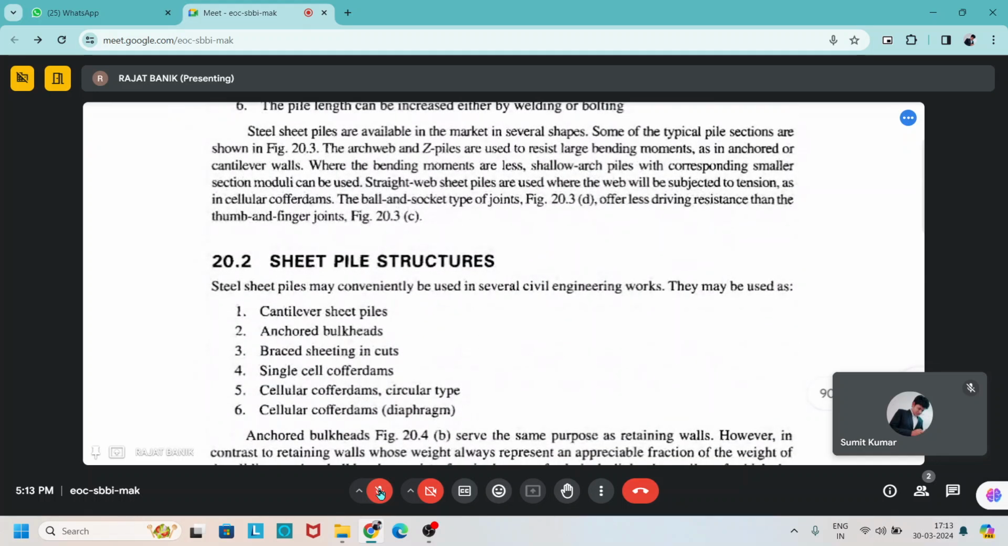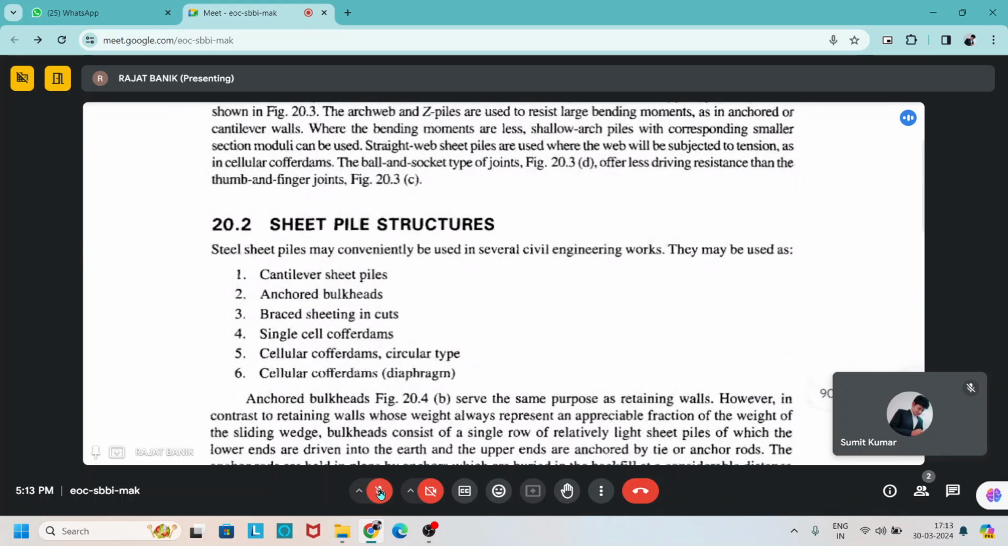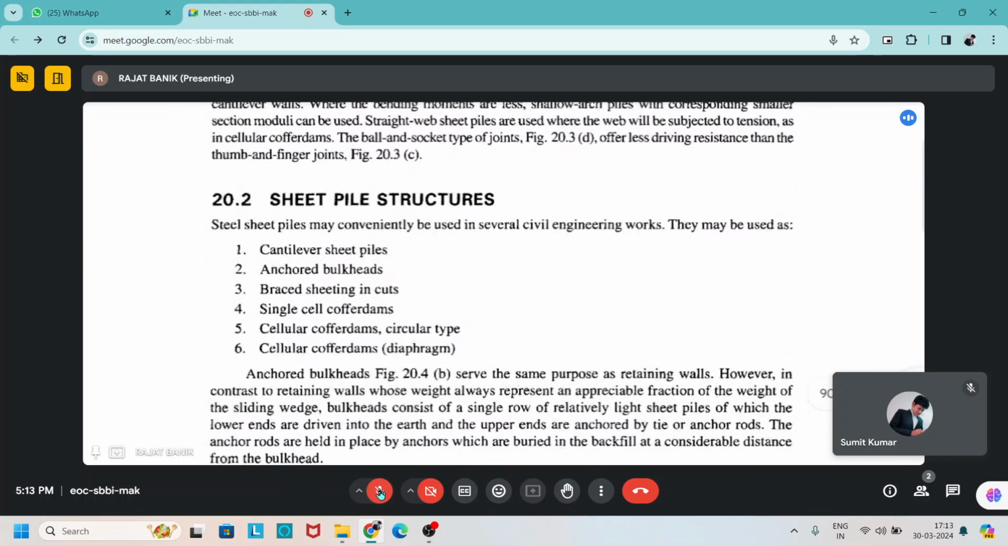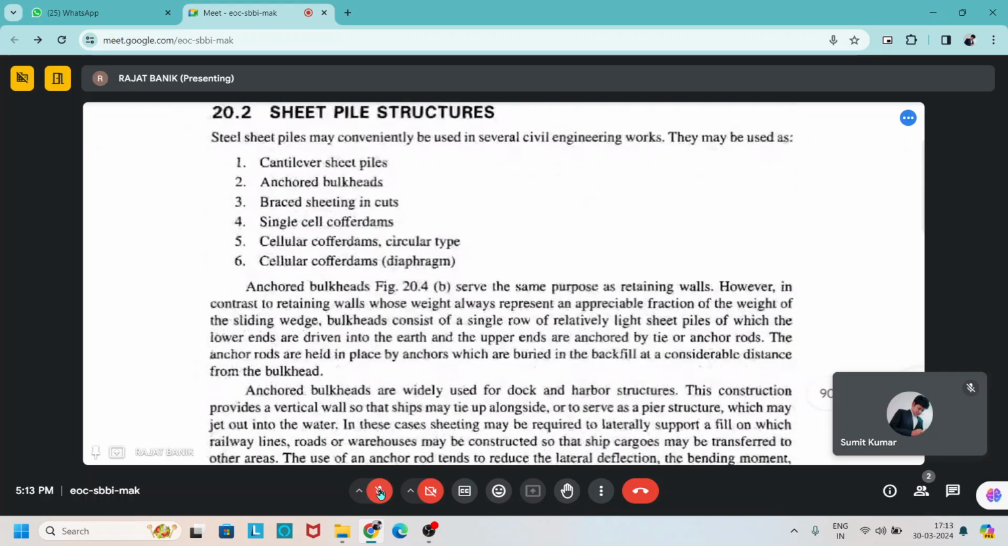Now, sheet pile structures. There are different types of sheet pile structures. They are cantilever sheet pile, anchor bulkheads, braced sheeting in cuts, single cell cofferdam, cellular cofferdam, circular type cellular cofferdam, and diaphragm.